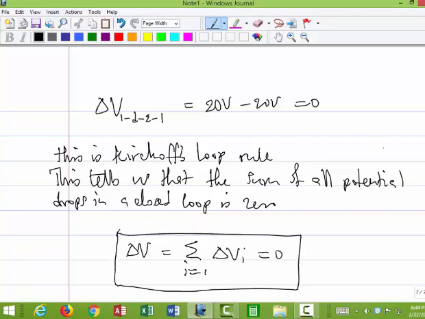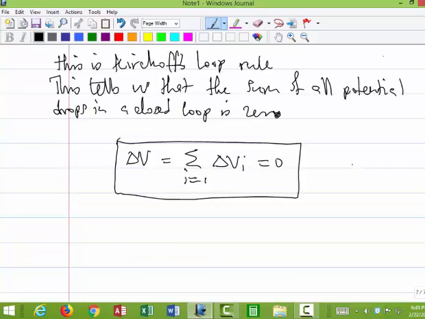And we will use this when we get to circuits. We will use this quite a bit. We will look at each element in the circuit. If it's a potential, a resistor, a capacitor, whatever it is, we look at every element in the circuit. We can calculate the potential drop across that element. So that's the loop rule.